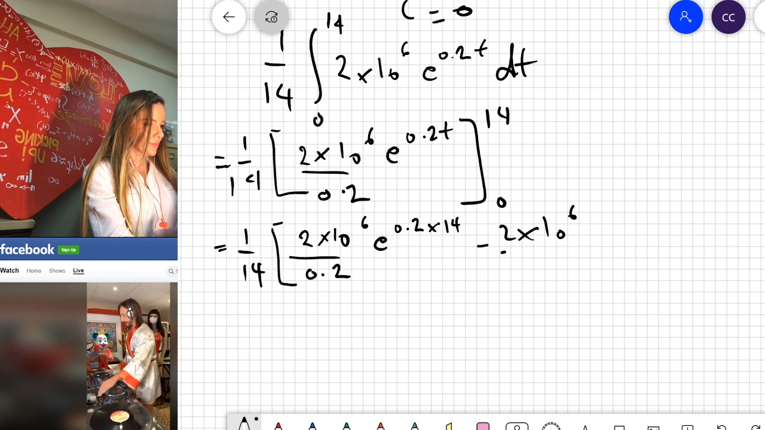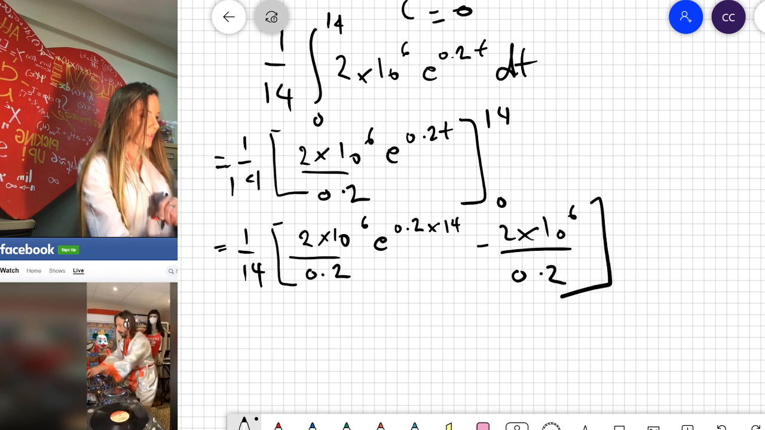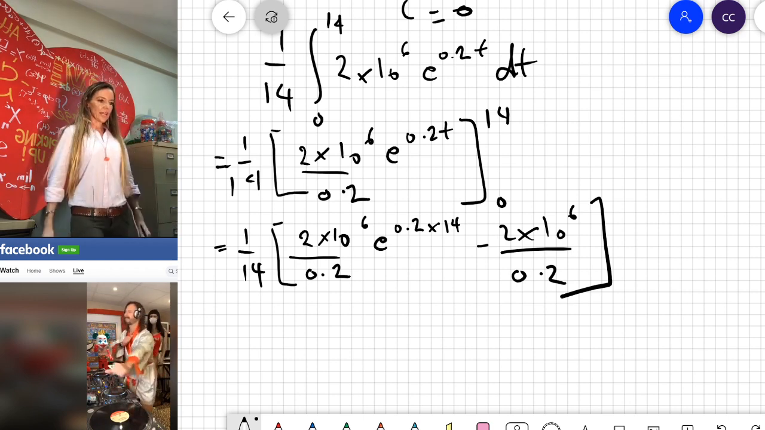Because each of the zero is 1. I don't think you need to do anything more than that, no.